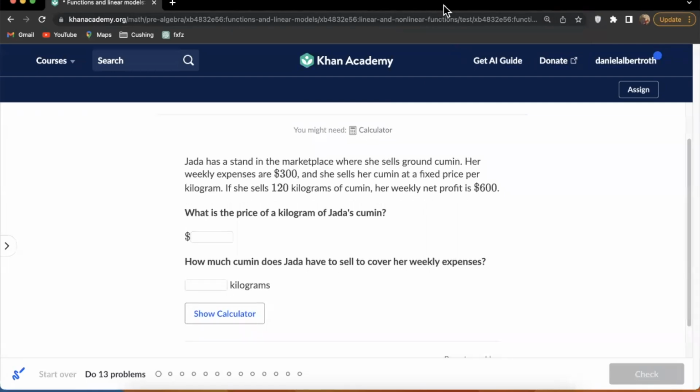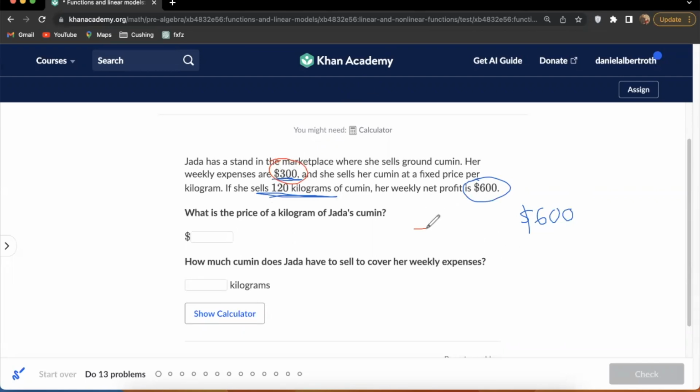So this question says, Jada has a stand in the marketplace where she sells her ground cumin. Her weekly expenses are $300, and she sells her cumin at a fixed price per kilogram. If she sells 120 kilograms of cumin, her weekly net profit is $600. So what I'm going to think about is if she makes a net $600, this is her profit. She brings home $600. But we also know that her weekly expenses are $300.